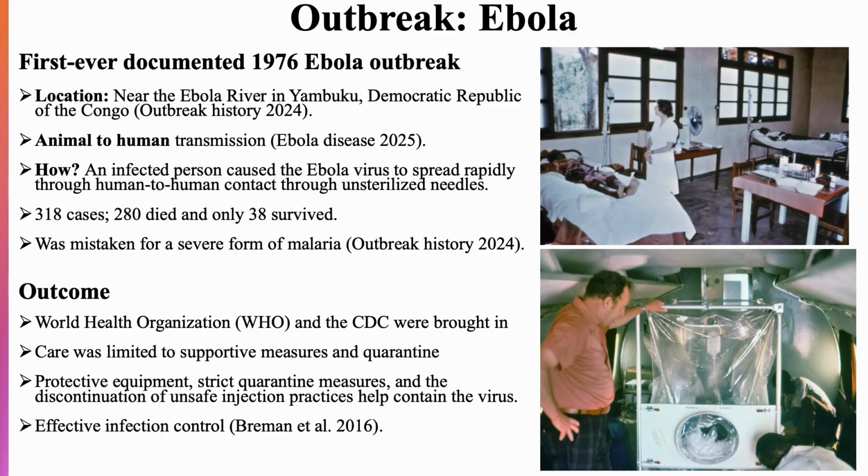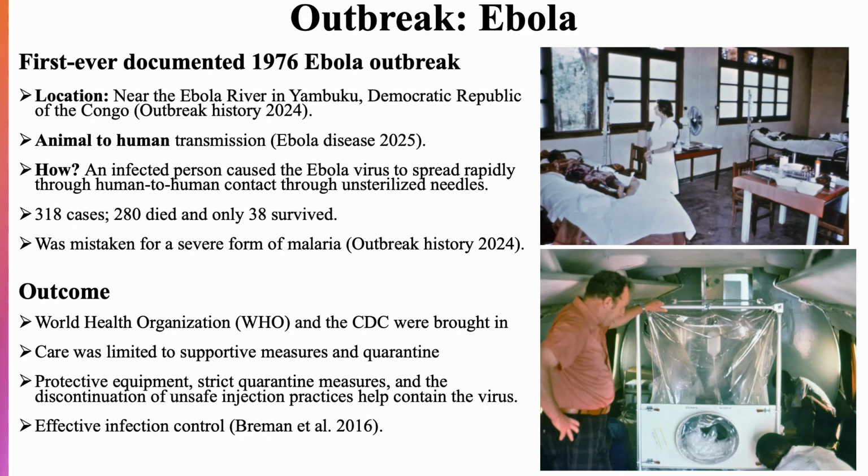An infected person was treated at Yambuku Mission Hospital with an injection for possible malaria, and unsterilized needles were used, causing the Ebola virus to spread rapidly through human-to-human contact. This outbreak saw 318 cases, of which 280 died and only 38 survived. The disease was not immediately identified because health workers initially thought it was a severe form of malaria.